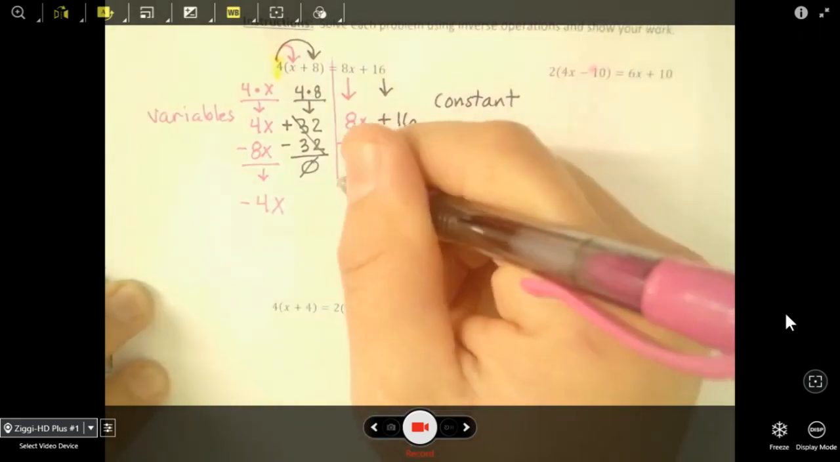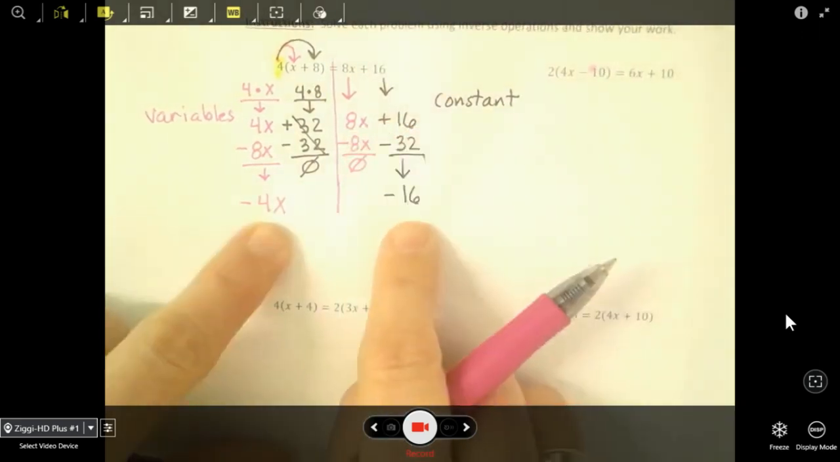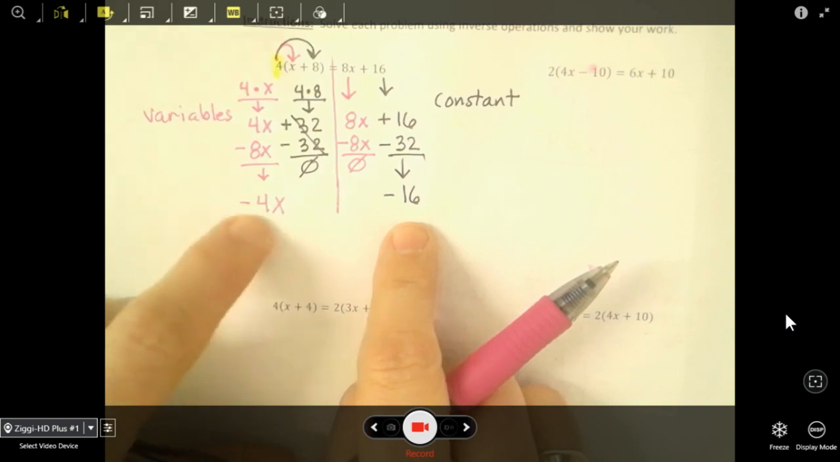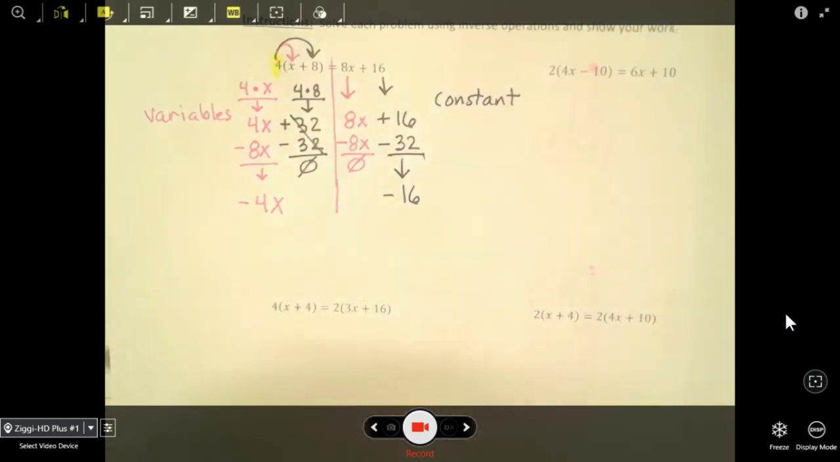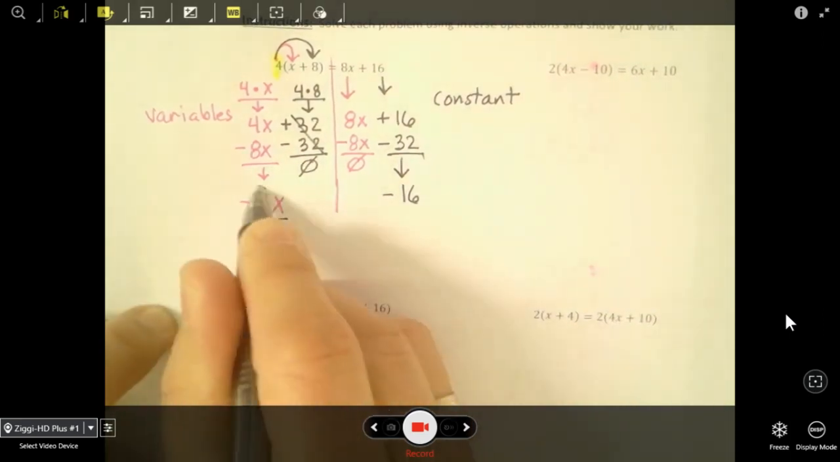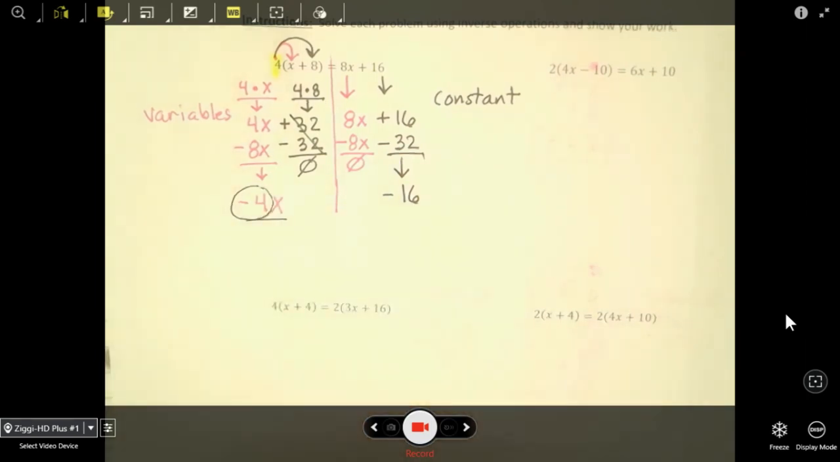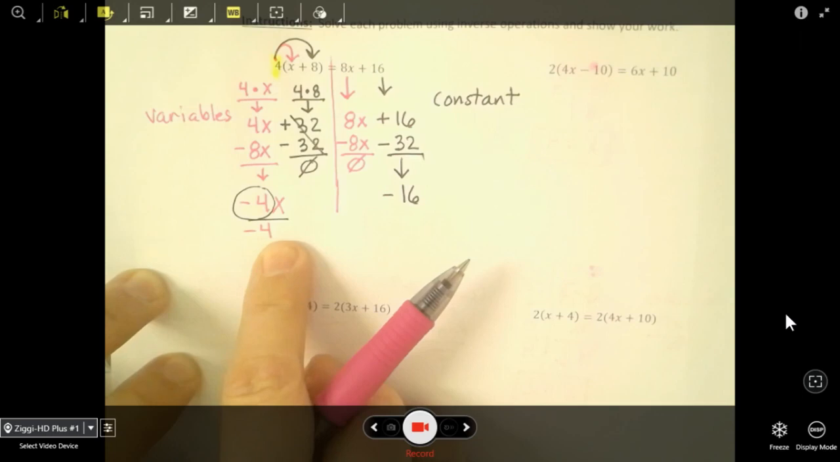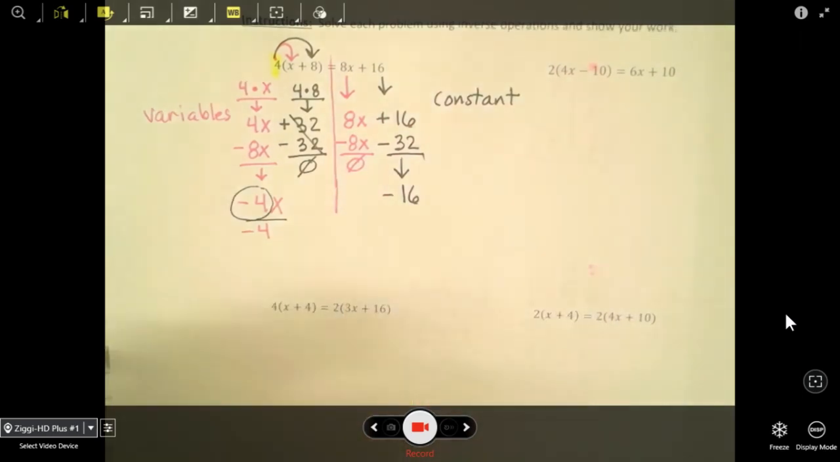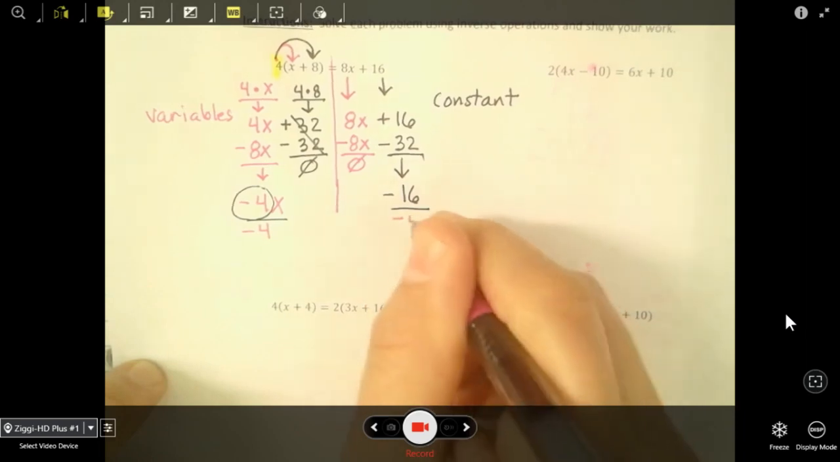Now our final step at this point is we want to go ahead and get rid of this negative 4, right? Because we want just a single variable, just a 1x. So I'm going to divide by my coefficient of negative 4. And if I divide on the left, I have to divide on the right. So I'm also going to come over here to the right and divide it by negative 4.